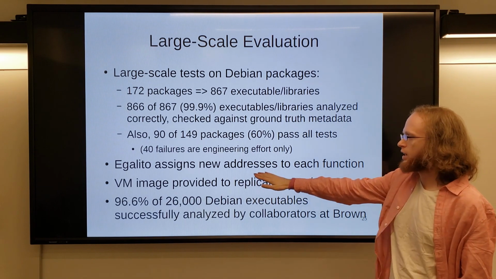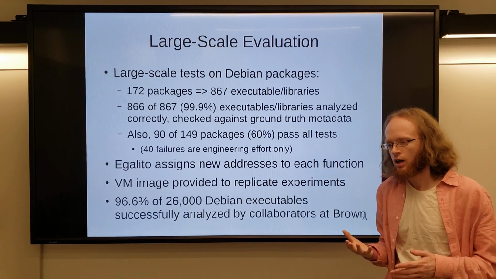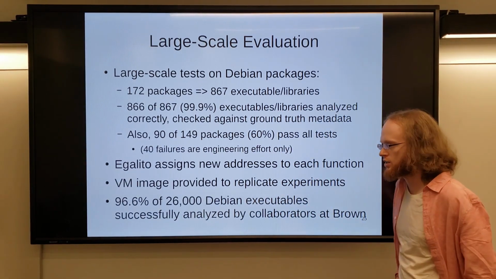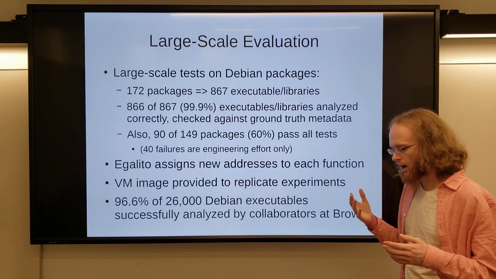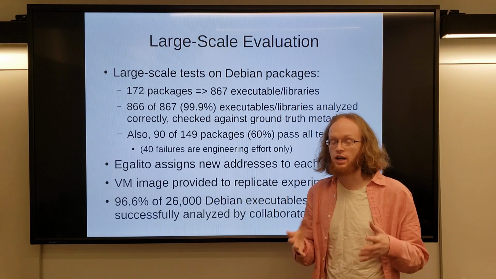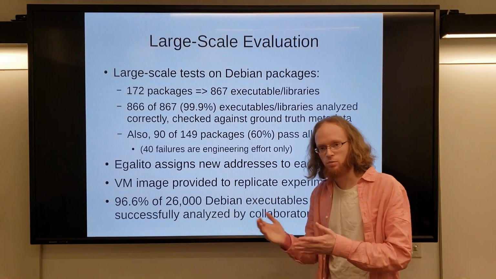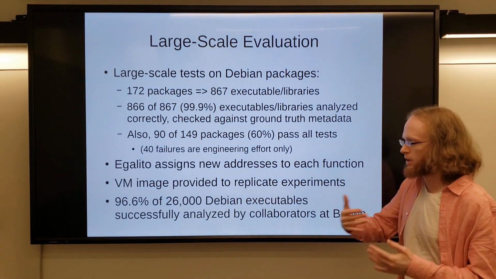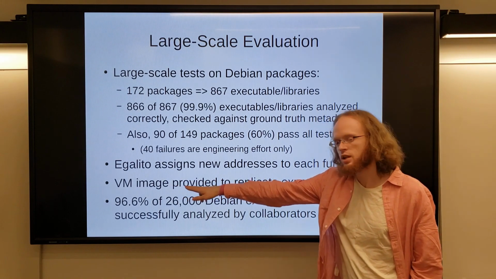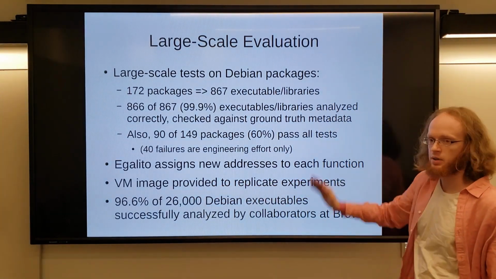I want to mention as well that Egalito actually assigns new addresses to each function. In this case, for example, we pick a new permutation and new offsets between functions, so that if Egalito parses a binary and outputs a new one, it has really understood everything that was in that binary. Because if not, then the new binary won't run properly. So we have actually picked a new address for every function. We also have a virtual machine image as part of the ASPLOS artifact evaluation, which is provided if you want to replicate some of these experiments.